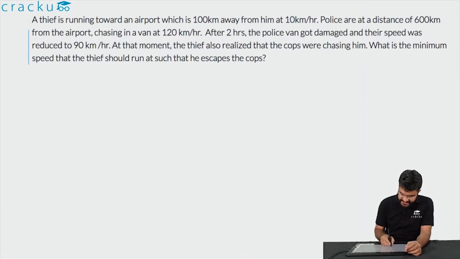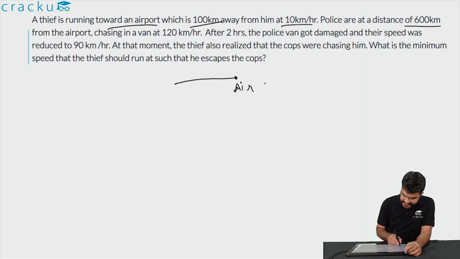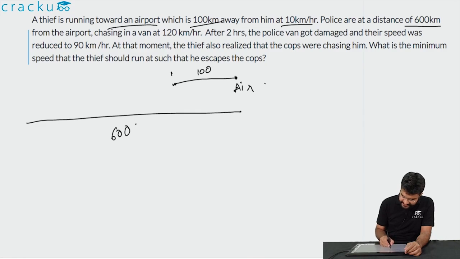In this question, there is a thief. He is running towards an airport which is 100 kilometers away at the speed of 10 kilometers per hour. So here is the thief and he is running towards the airport. Now police are at a distance of 600 kilometers. This is the police. They are 600 kilometers away from the airport. So this is 100 and this is 600. This is the thief T and this is the police P.